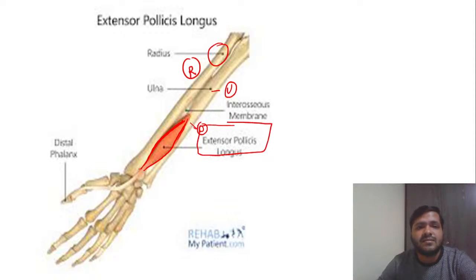It extends from the mid shaft of the ulna. You can see this ulna. It is also attached to the radius on the lower aspect, and to the styloid process of the radius, right? So this is something that you have to know about the extensor pollicis longus.